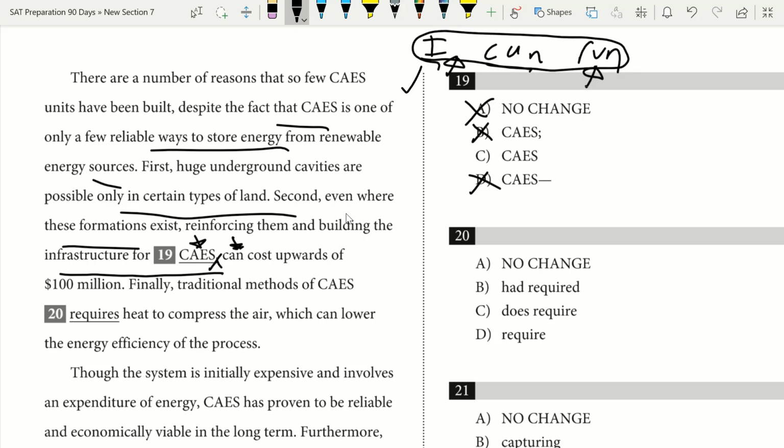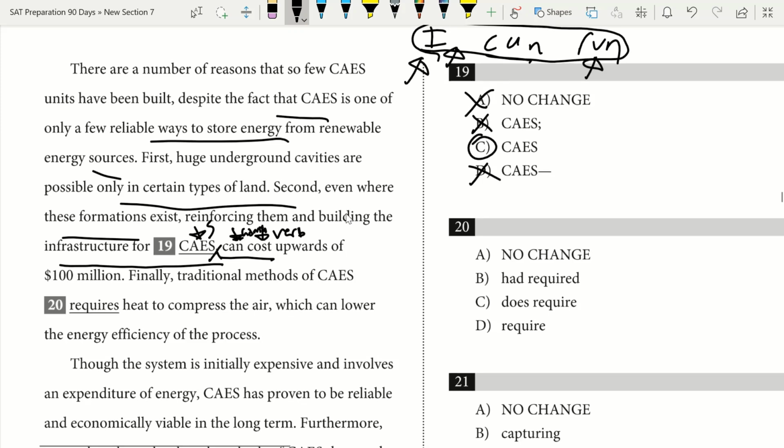So sometimes using an overly simplified example can be helpful, not always, but sometimes. In this case, I'm using it to illustrate to you how we don't want to split up something like a subject and then "can cost," right? Cost being our verb, right? Can being our adverb, right? We don't want to split anything up there, okay? CAES being our subject. We don't want to split that up. We want to keep it together. So no punctuation between those. 19 will be C. All right, now we've got question 20.